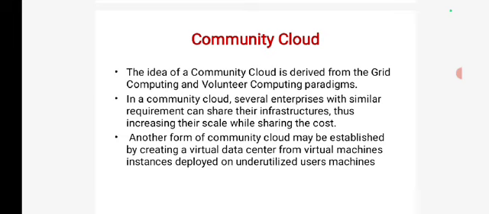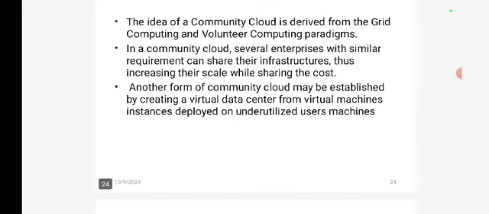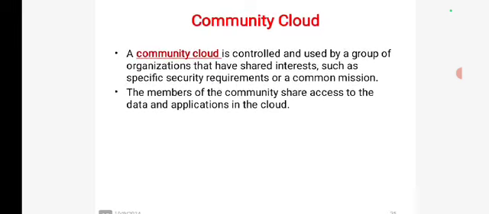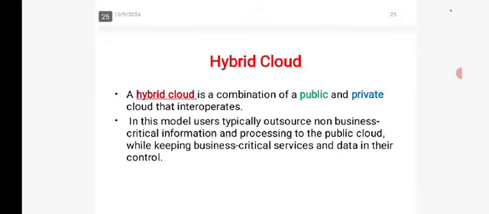The last type of cloud is the community cloud. The idea of the community cloud is derived from grid computing and voluntary computing paradigms. In a community cloud, several enterprises with similar requirements can share their infrastructures, thus increasing their scale while sharing the cost. Another form of community cloud may be established by creating a virtual data center from virtual machine instances deployed on underutilized users' machines. A community cloud is controlled and used by a group of organizations that share resources.